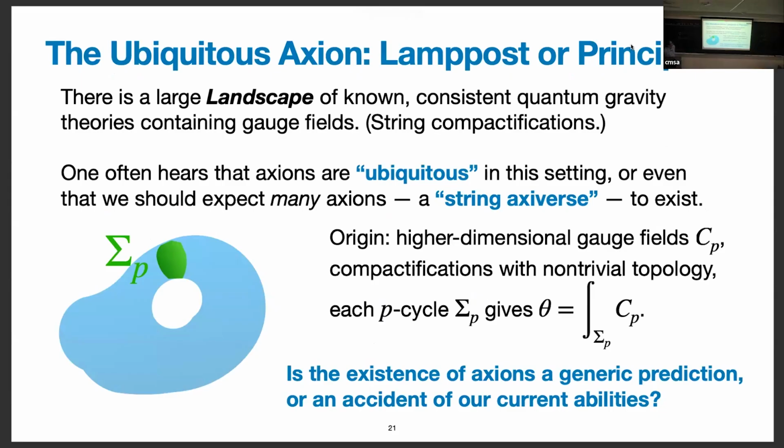There is a large landscape of consistent quantum gravity theories containing gauge fields. We know many examples of string compactifications that have gauge fields. And a thing that you often hear, especially from people who think about string phenomenology, is that axions are ubiquitous in this setting. You often even hear that we should expect many axions to exist, a string axiverse where there are dozens or hundreds of axions in the world around us. Maybe one of them solves the strong CP problem and the others, maybe some of them serve as dark energy or play other roles.